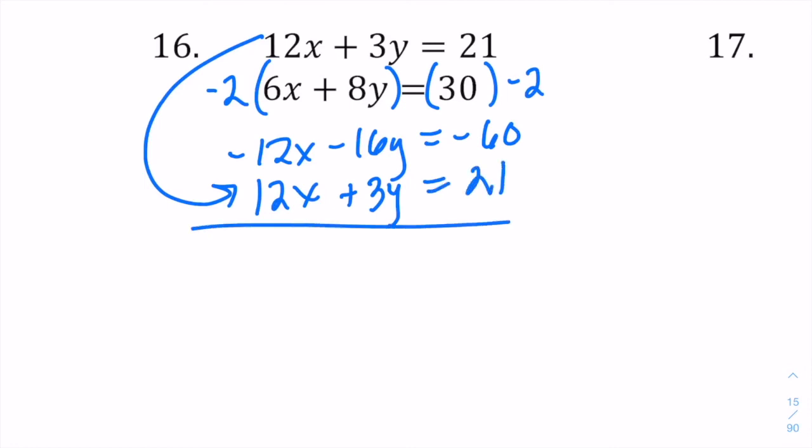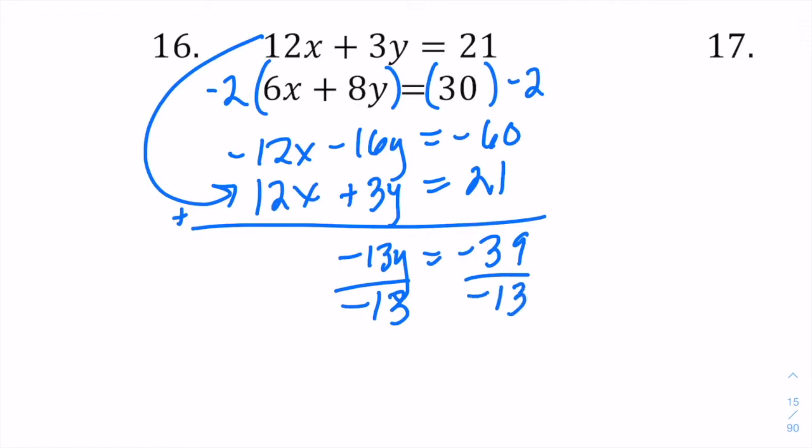So now I don't have to subtract. Subtracting is sometimes a little bit more confusing. I can add. So the x's are gone. The y's, that's negative 13y equals negative 39. Divide both sides by negative 13. Deja vu, anyone? And we get y equals 3.